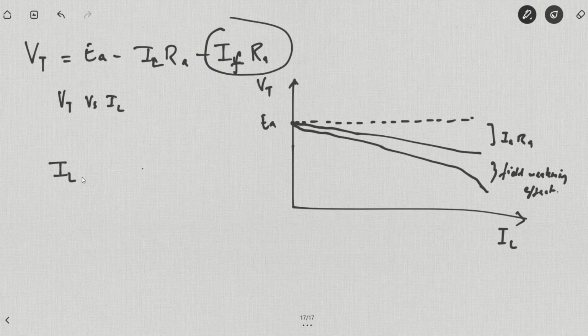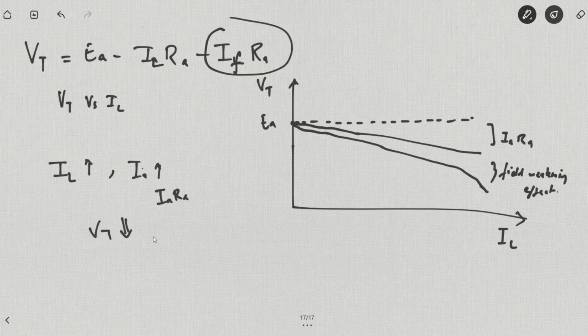As IL increases, that in turn increases IA also, because IA is equal to IL plus IF. So IL increases means IA increases, IA increases means IRA increases. If IRA increases, that means VT decreases. Fine. So this is one thing.